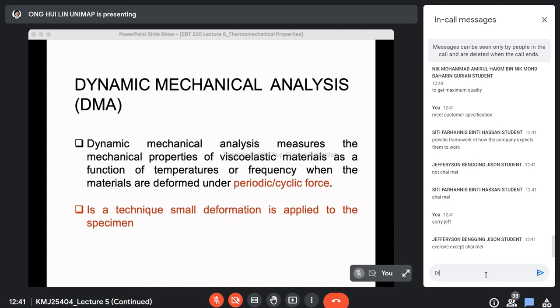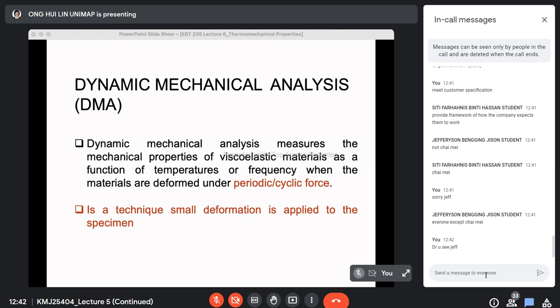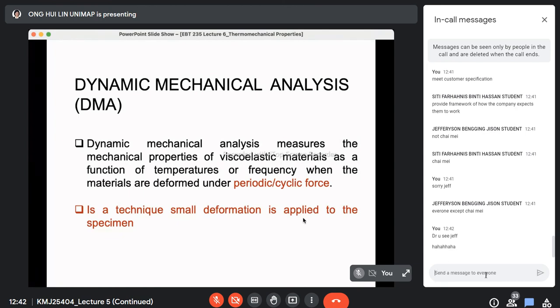Okay, I like this kind of interaction where we make jokes. Keep going, this is very nice. Never mind. Jeff is good, right? Actually, I like this kind of interaction. Make jokes in the class, feel happy, and then move on. We can remember, right? You feel happy, you remember. Okay, so Chinese answer is correct.